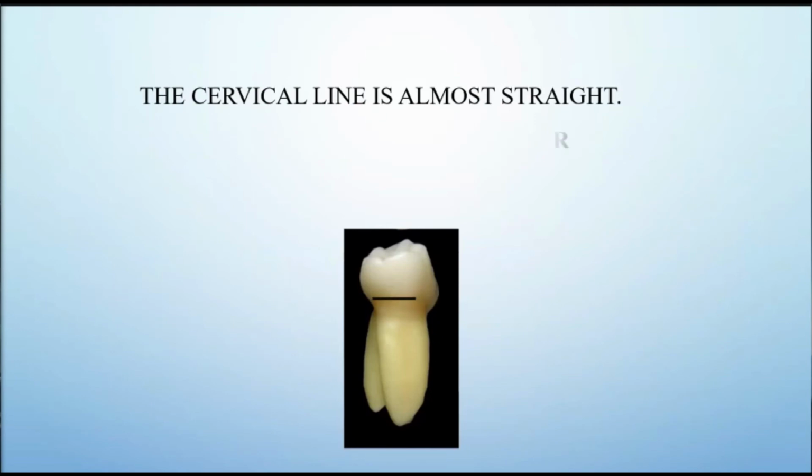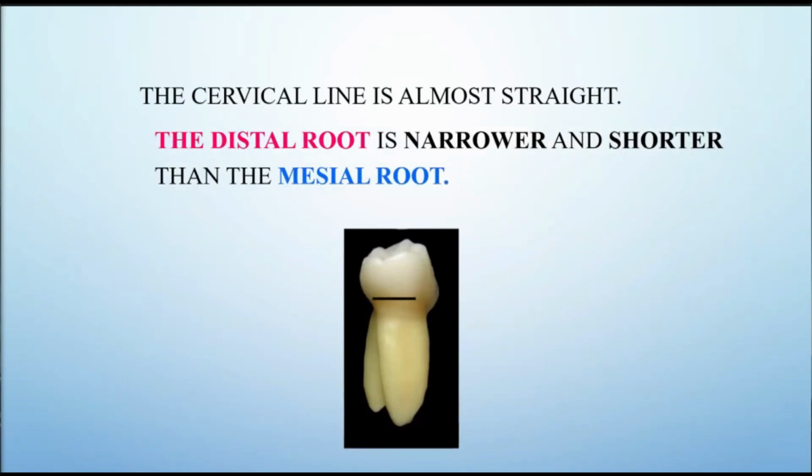The cervical line is almost straight. The distal root is narrower and shorter than the mesial root. You see here the mesial root. The distal root is superimposed on the mesial root. It looks like this.